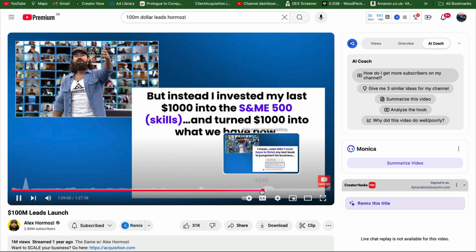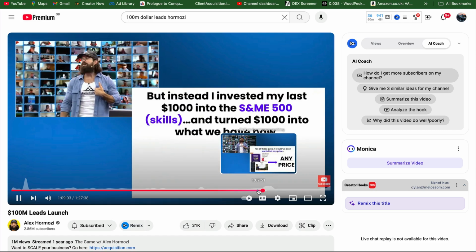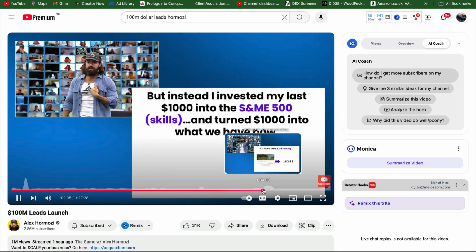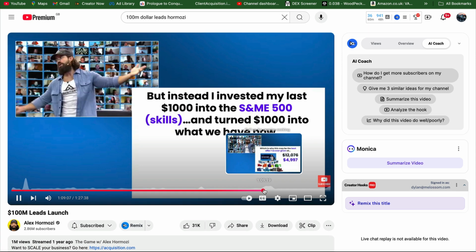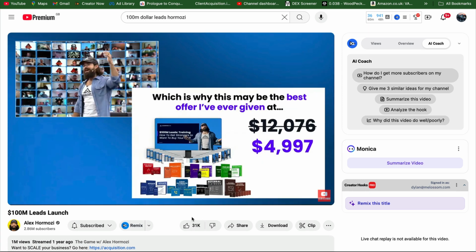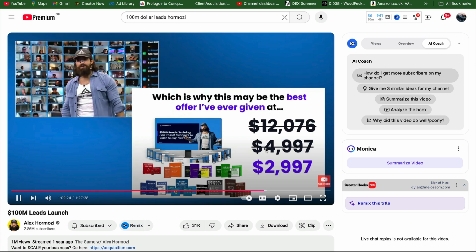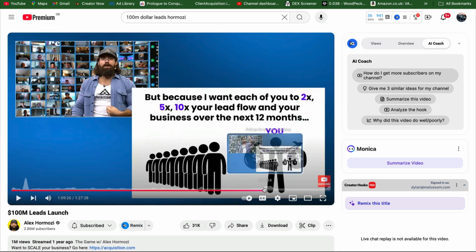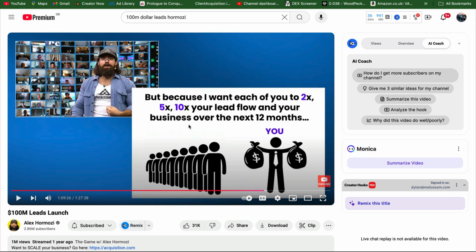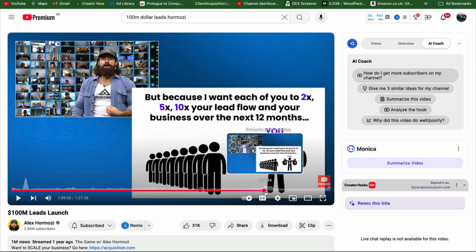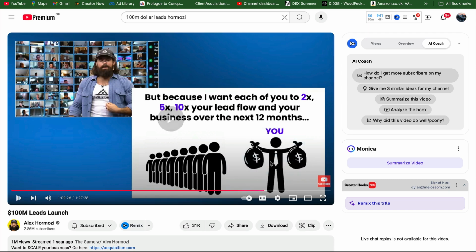$2,183. But instead, I invested my last $1,000 in the SME 500 skills and turned $1,000 into what we have now. I've ever given at not $12,000, not $4,997, but $2,997. So twice he's like price fakes, right? So first he says it's 4.9K and everyone's freaking out. Like, oh, I don't want to pay 4.9K. And then he says like 2K.